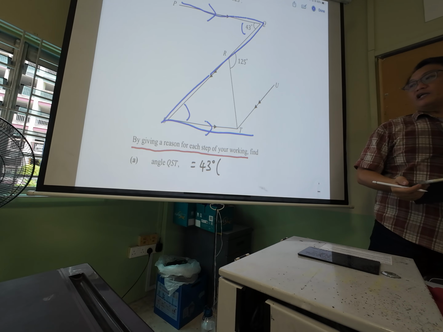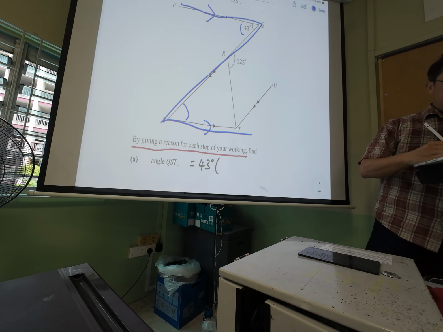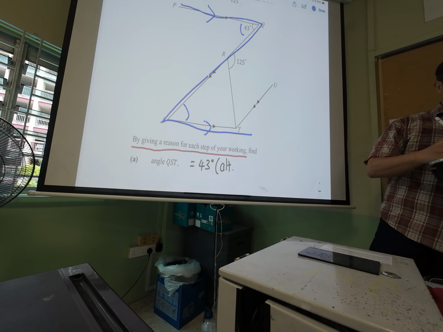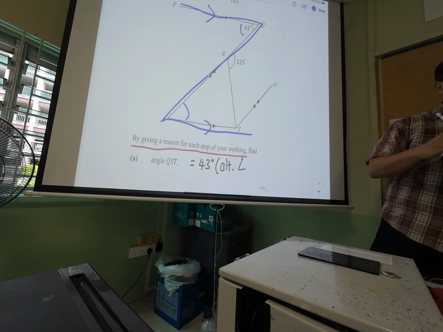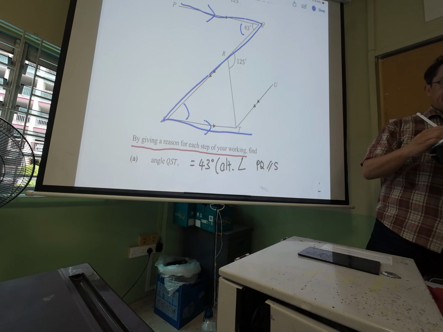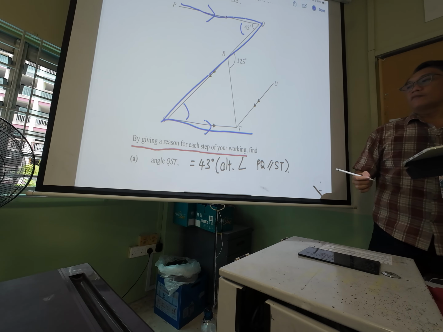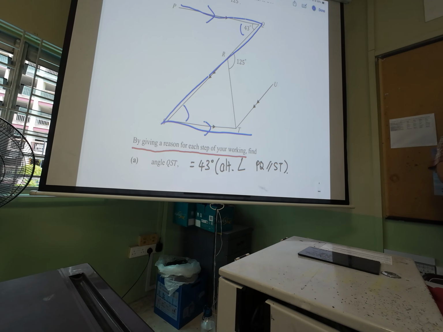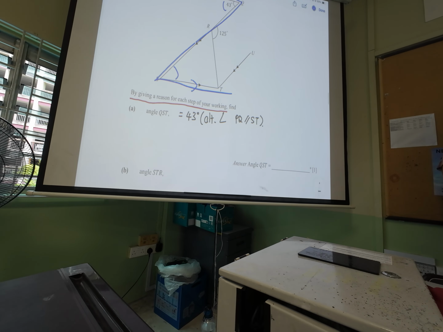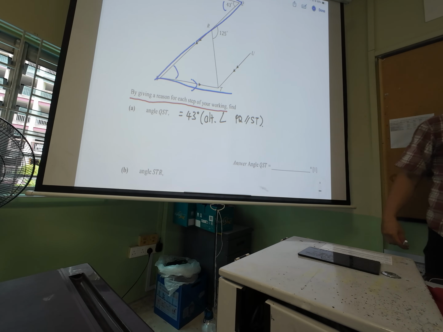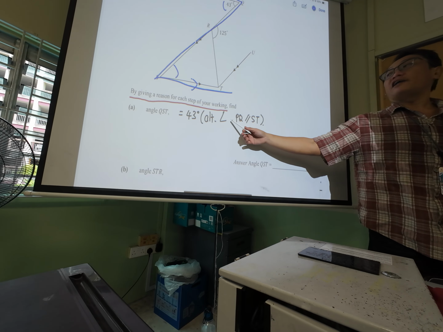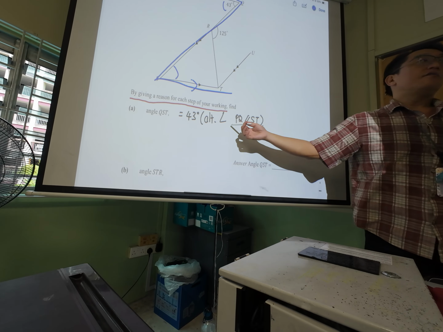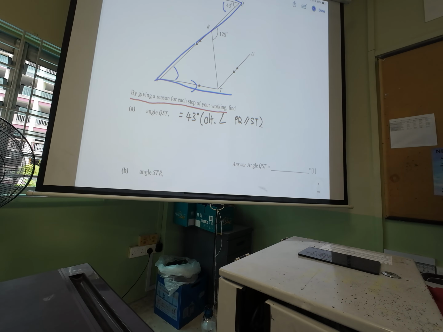So the reason, put in the bracket: alternate angle, PQ parallel to ST. Okay, this is the reason that they are looking for. So if you never write reason or never write the correct reason, please learn all these terms.